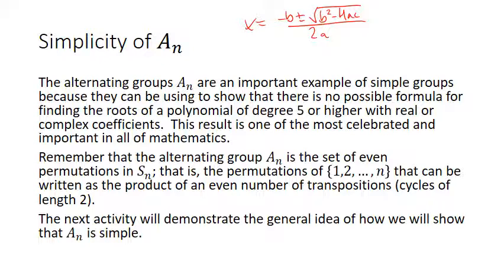So remember that the alternating group A_n is the set of even permutations in S_n. Remember, S_n is the symmetric group, so that is the permutations of 1, 2, up through n. The ones in the alternating group are the ones that can be written as the product of an even number of transpositions. So this is the important part: an even number of transpositions. Just to remind you, if you forgot what a transposition is, that is a cycle of length 2. It just switches two numbers. So the next activity is going to demonstrate the general idea of how we will show that A_n is simple.